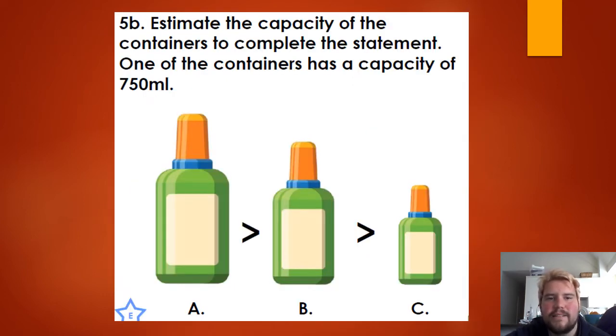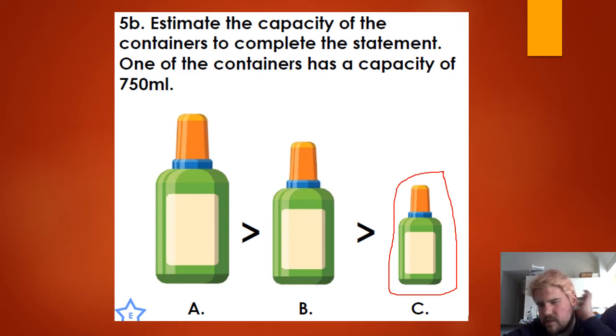Okay. 5B, estimate the capacity of one of the containers. Estimate the capacity of the containers to complete the statement. One of the containers has a capacity of 750 milliliters. We don't know what container has a capacity of 750 milliliters. I'm going to say it's not this one here. It's not the end of the world if you did choose that one, but I would say it's not this one here because it looks quite small. So I'm going to say either this one here, being B, or A, could be 750 milliliters.